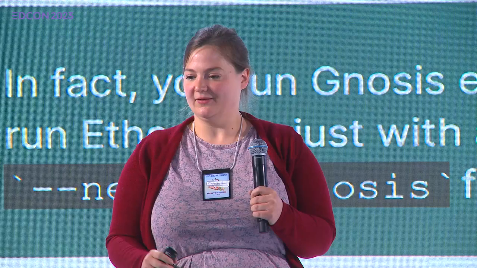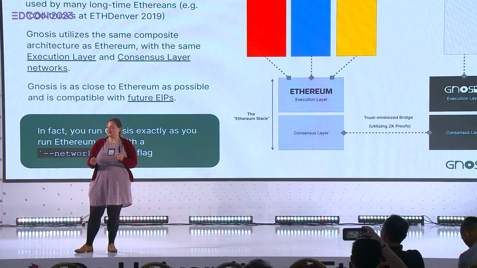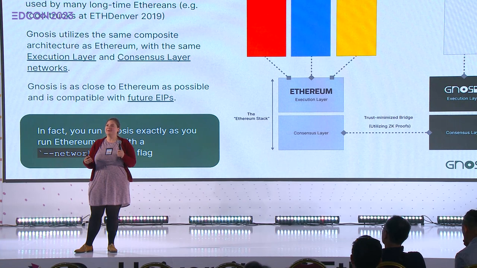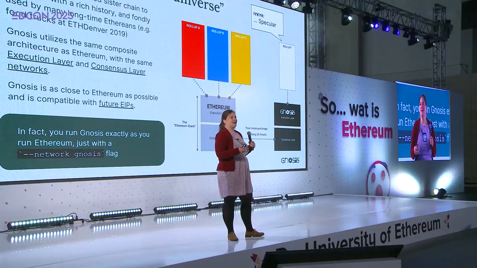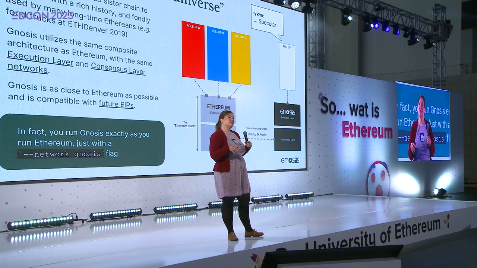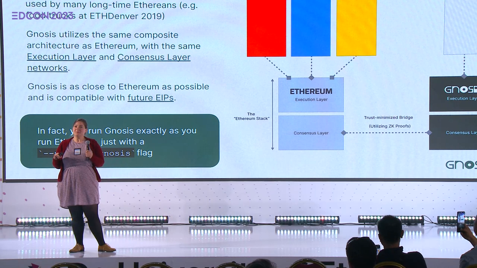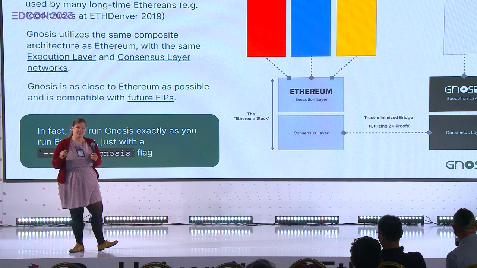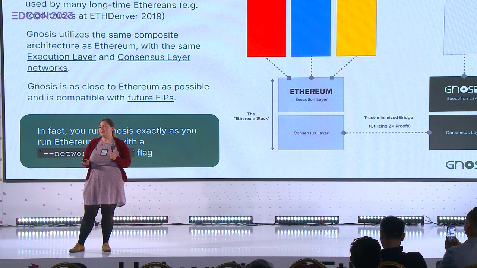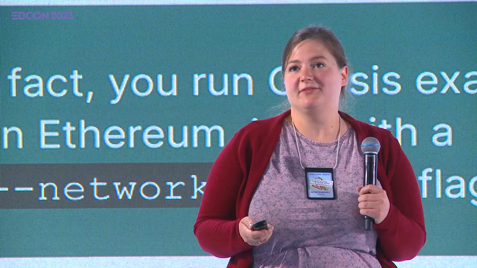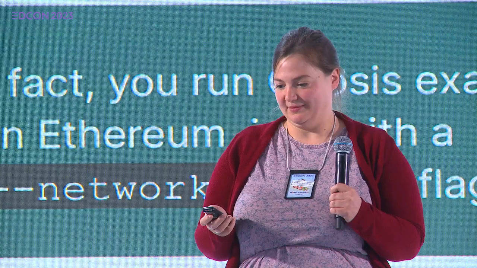So what we envisage at Gnosis is to have many Ethereum-like chains that have the same execution and consensus layer architecture as Ethereum and can have trust-minimized bridges between the consensus layers. So the ZK bridges, the ZK light client bridges, that's something that's new. I think the first proof of principle was deployed last year between Goerli and Gnosis. Basically, it's cryptographically secure bridging.